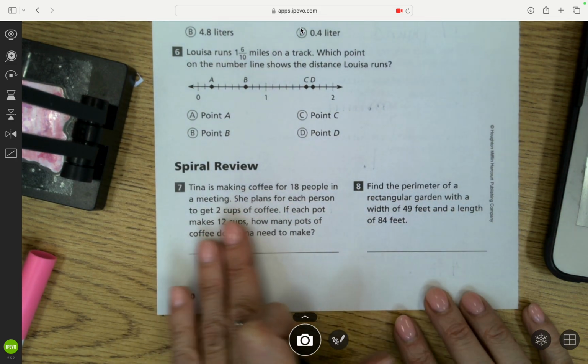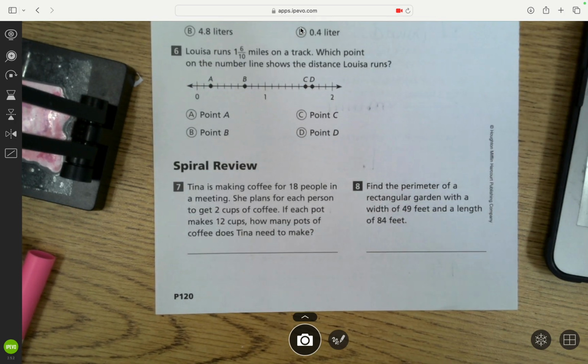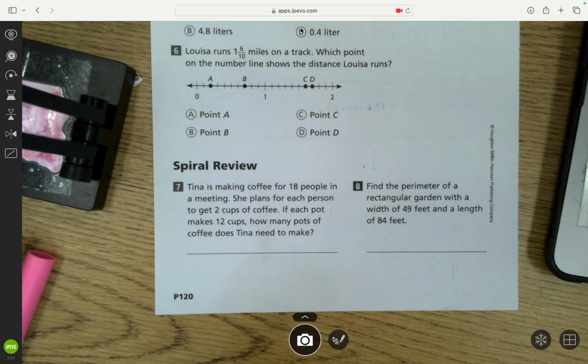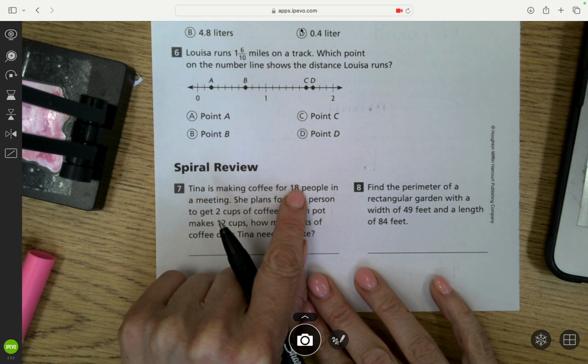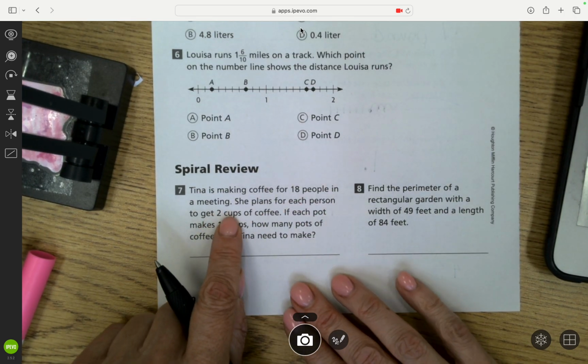Spiral review. That means I've learned this before. I'm going to read them to you and you're going to solve. Number 7. Tina is making coffee for 18 people in a meeting. She plans for each person to get 2 cups of coffee. If each pot makes 12 cups, how many pots of coffee does Tina make? Oh, so she's making coffee for 18 people in a meeting. She plans for each person to get 2 cups of coffee.